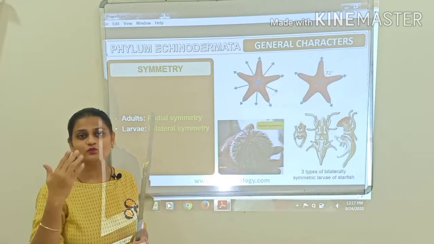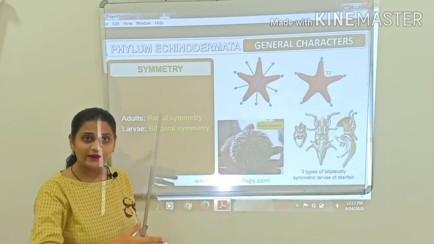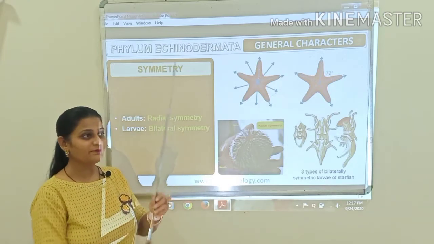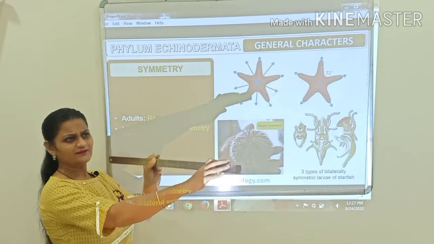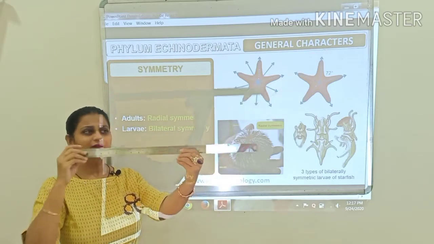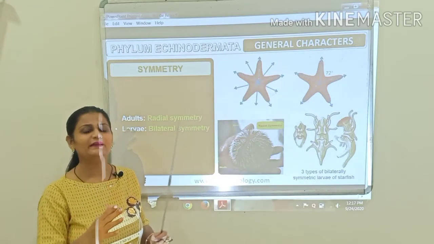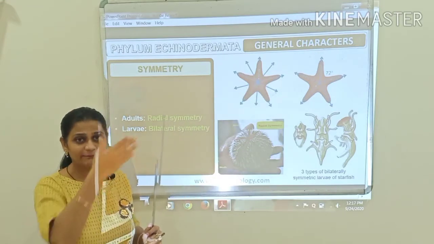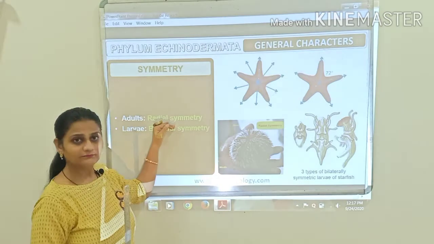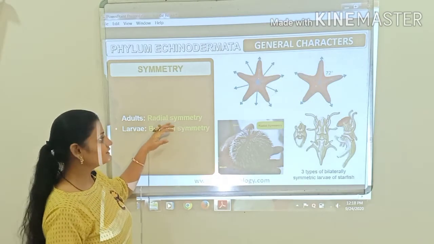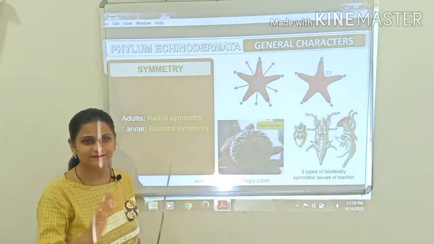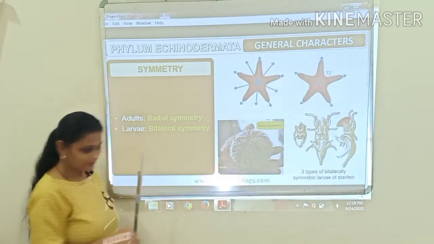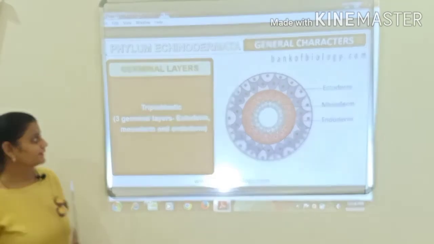Radial symmetry means when the body is divided from any plane, that means from this plane or from this plane, okay, like this, or from this plane or from this plane, from any plane, if the body is divided, it produces equal halves. That is the radial symmetry. But it does not produce the right and the left half. Okay, understood? So that is radial symmetry.